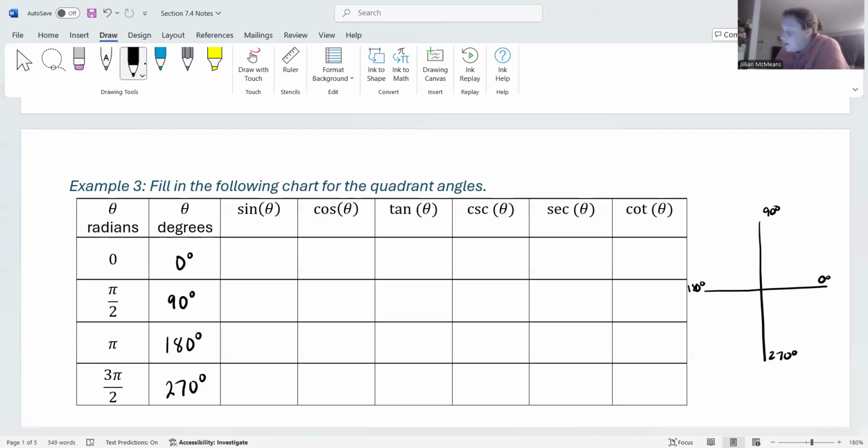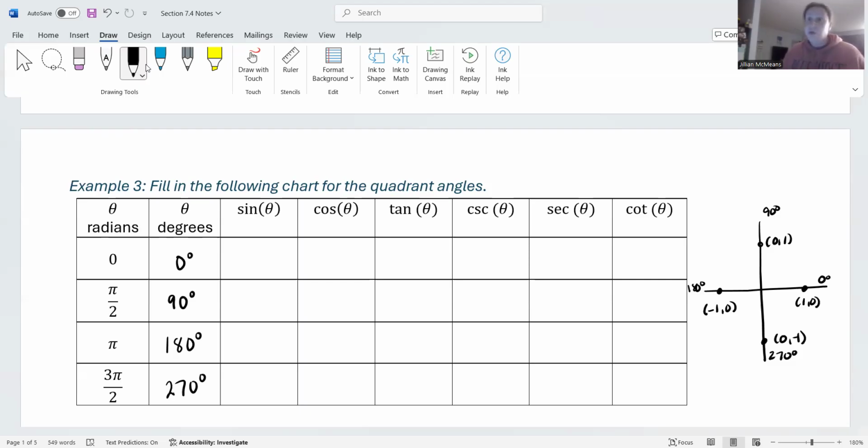But let's say if we had 0 degrees, we chose the point 1, 0. We already know that we chose the point 0, 1 for 90. Let's say we chose the point -1, 0 for 180. And let's say we choose the point 0, -1 for 270. That'll help a lot as we do this table right here. We're going to fill in the value for the 6 trig functions for each of the quadrant angles. Okay? So let's get to it.